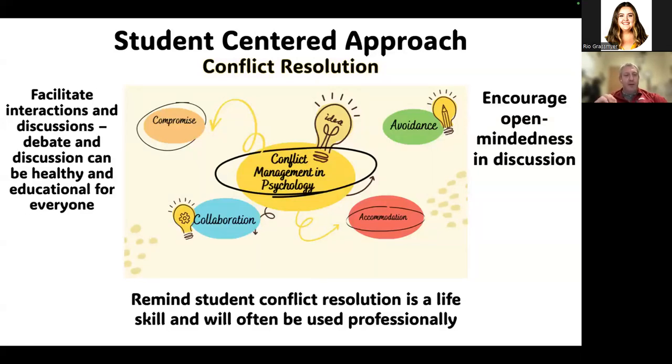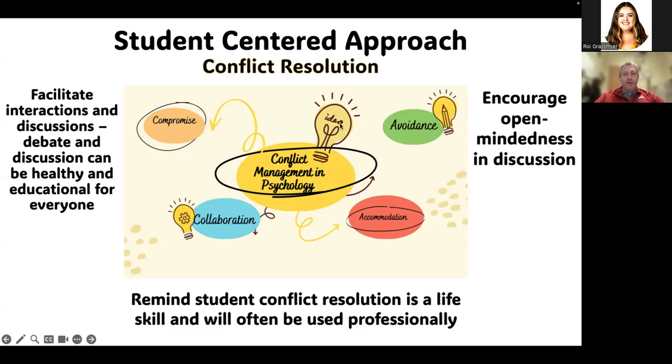Conflict resolution. If you've never had conflict in your classroom, I need to know where you're teaching because you're doing something spectacular and that's amazing, but conflict is going to occur. Remind students that conflict resolution is a life skill and it's one that you should be building within them. And they're going to need it professionally anyway. So let's make sure that we are building this.